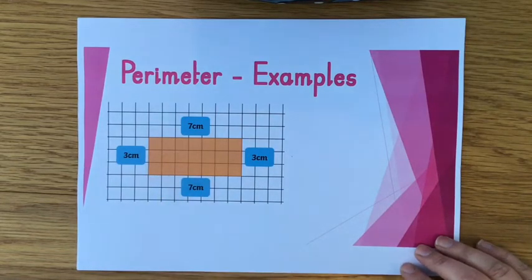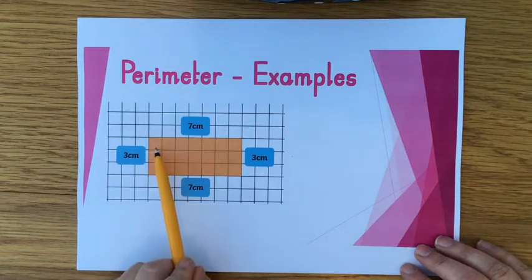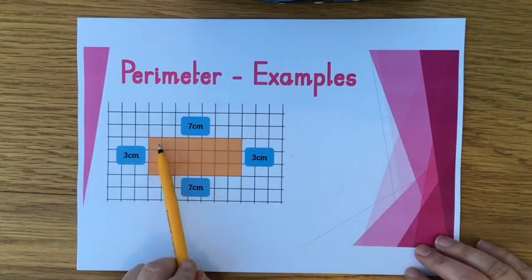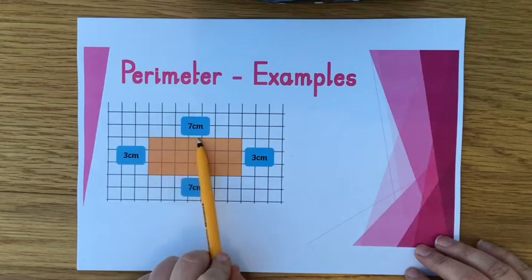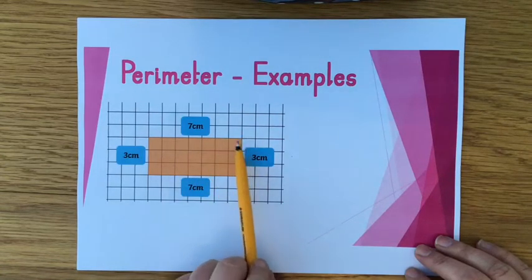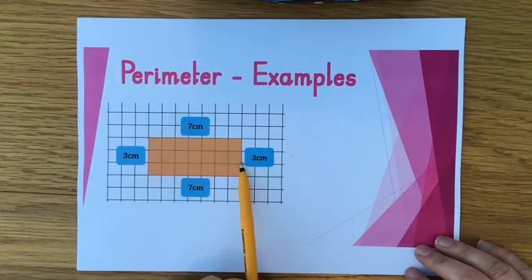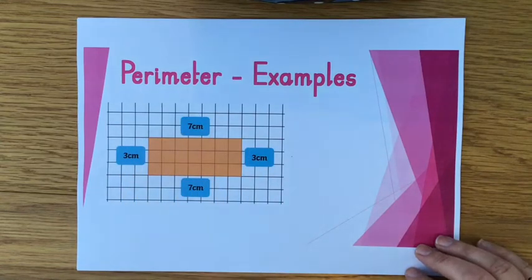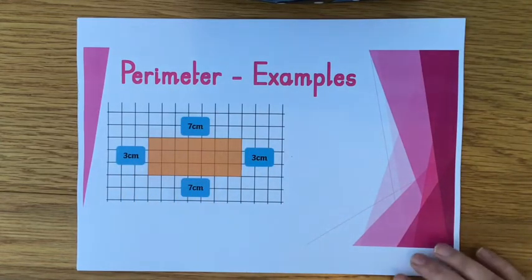Now, sometimes we have the measurements given to us like this. However, if I didn't have the measurements, I could count the squares or the grid lines given to me. So 1, 2, 3, 4, 5, 6, 7 by 1, 2, 3. Okay, so I know each side of my rectangle. Now I need to add them all together.